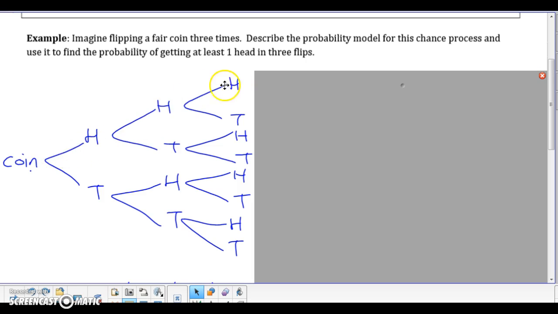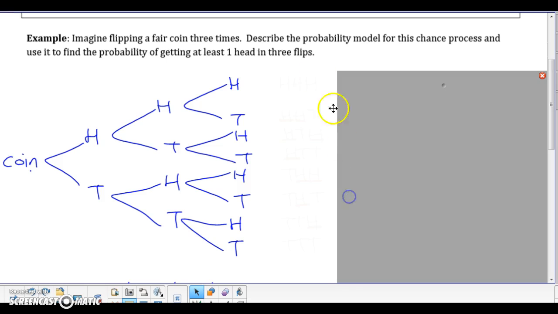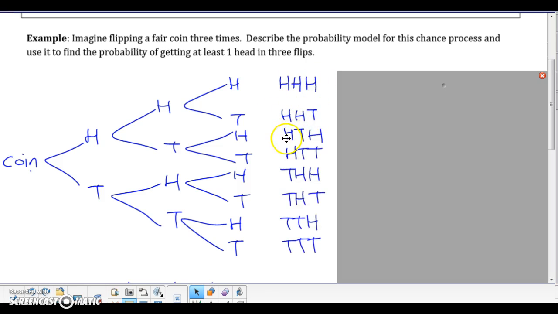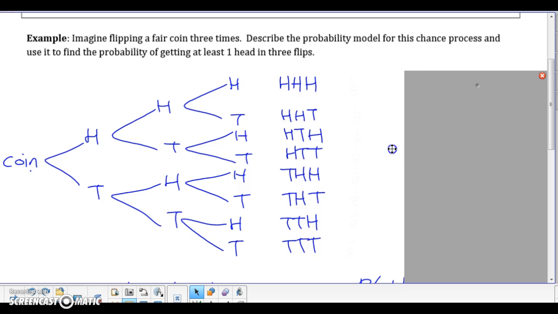So that top branch represents getting heads and then heads and then heads, whereas this branch down here represents getting tails and then heads and then tails. So I'm going to go ahead and summarize the different outcomes we could get, which are going to be heads, heads, heads; tails, tails, heads; tails, etc. Now in this case, because each of these outcomes is equally likely, each of these probabilities is going to be exactly the same. In fact, each of them is going to be 1 out of 8, because there were 8 possible outcomes, and each of them is equally likely.